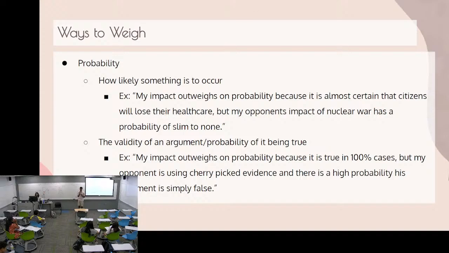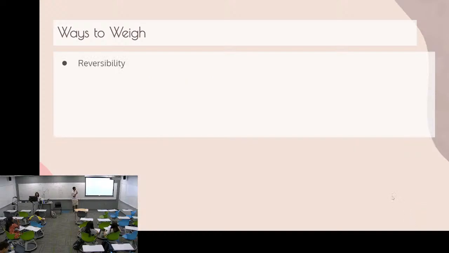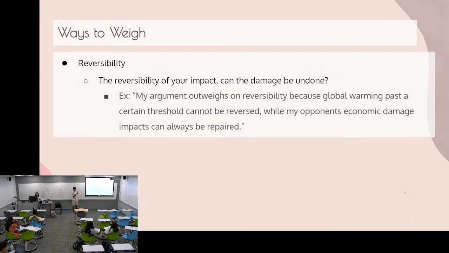Right? So when it comes to weighing, you usually do it in multiple combinations of a lot of these types of weighing. So maybe you'll do a probability weighing and also a scope weighing, or like probability magnitude or something like that, right? Cool. And there is one more form of weighing that we have. It's called reversibility. So essentially, it's the reversibility of your impact. So can the damage be undone?